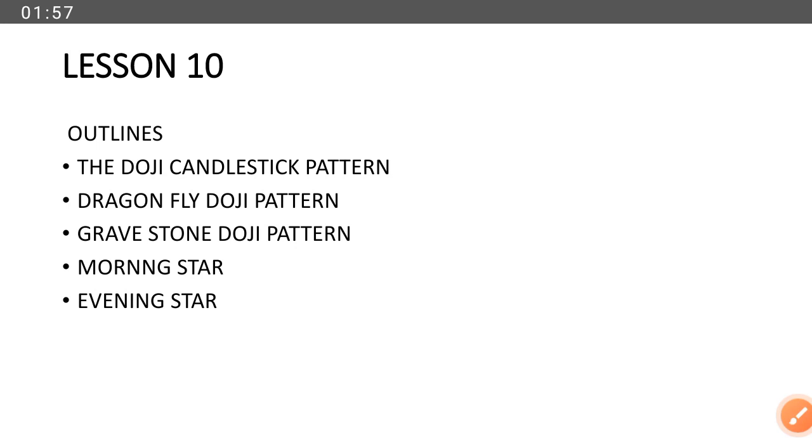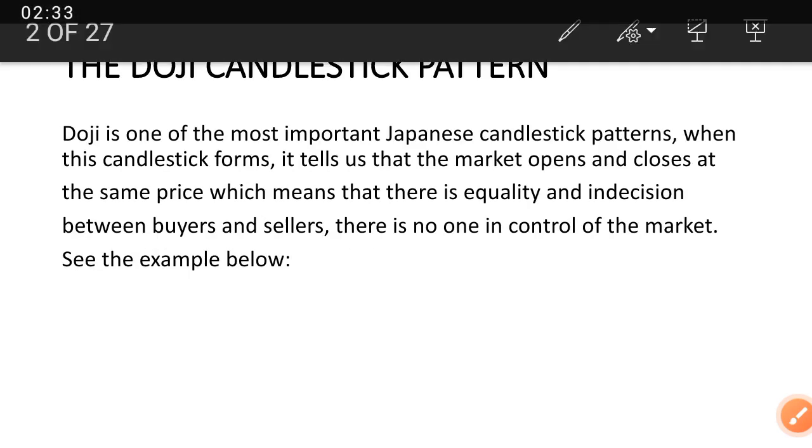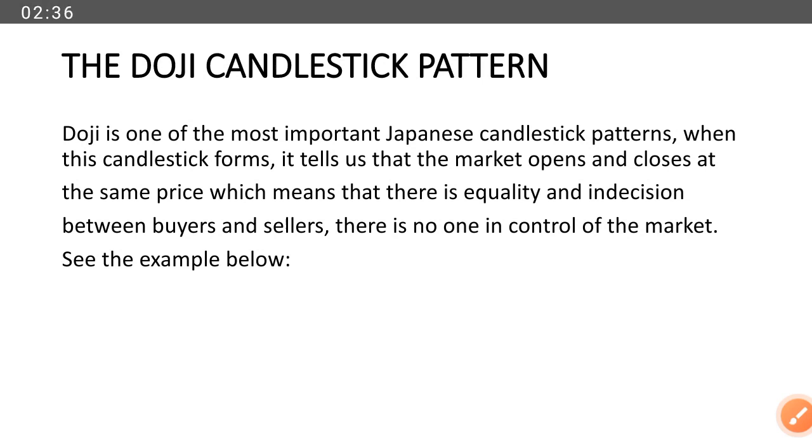When I started forex trading, I didn't know it. I didn't know the meaning of the candlestick. I was just practicing blindly until I learned about candlestick pattern. So with candlestick pattern, you can predict where the price will go next. So the next one is the Doji candlestick pattern.